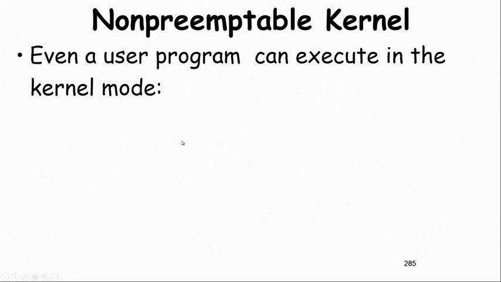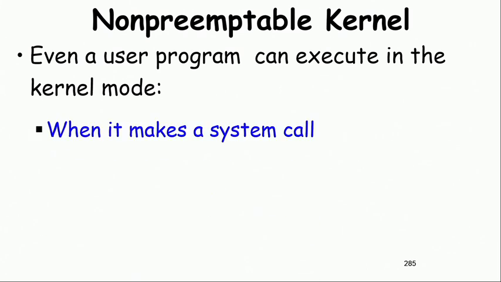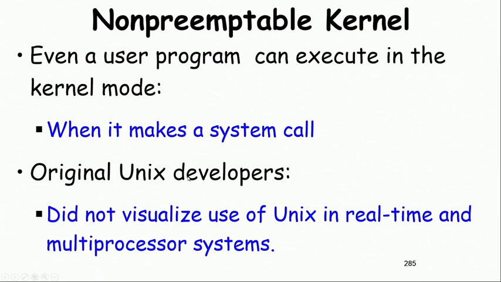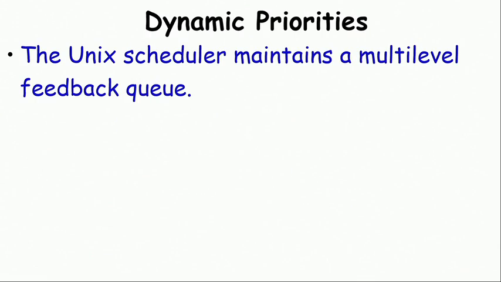To make matters worse, even a user program can execute in kernel mode. When a user program makes a system call, it runs in kernel mode, generates a software interrupt, and changes the mode to kernel mode. Therefore, even when a user program is running and makes a system call, it becomes non-preemptable. The original Unix developers wanted an efficient operating system, and they did not visualize the use of Unix in real time and multiprocessor applications.